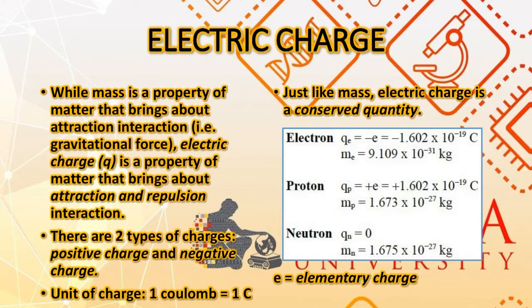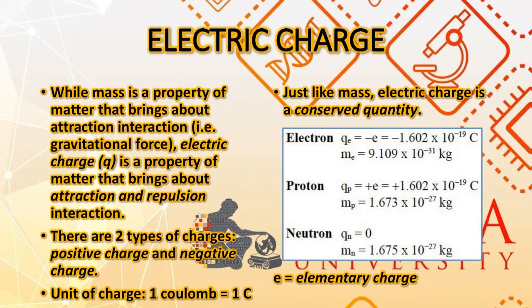While mass is a property of matter that brings about attraction-interaction, gravitational force being an attractive force, there's another property of matter that brings about both attraction and repulsion interaction, and that is the electric charge. Variable small q. Unit of charge is coulomb. Charge can bring about attraction and repulsion interaction because there are two types of electric charge. You have the positive charge and the negative charge.